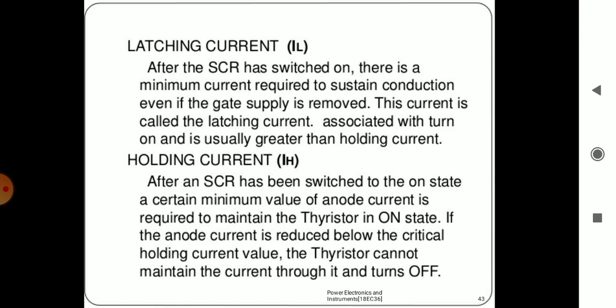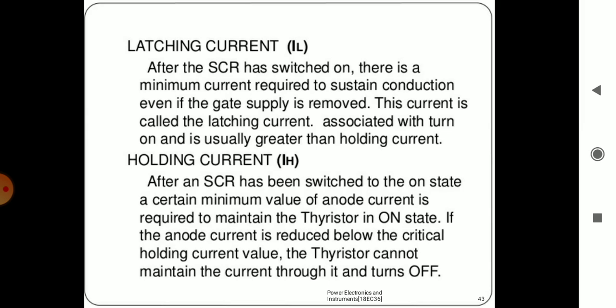So the latching current: after the SCR has switched on, there is a minimum current required to sustain conduction even if the gate pulse is removed. This current is called the latching current, associated with turn on, and is usually greater than the holding current. This SCR you already studied in basic electronics. Once an SCR starts conducting, even after removing the gate pulse, it will be in on mode.